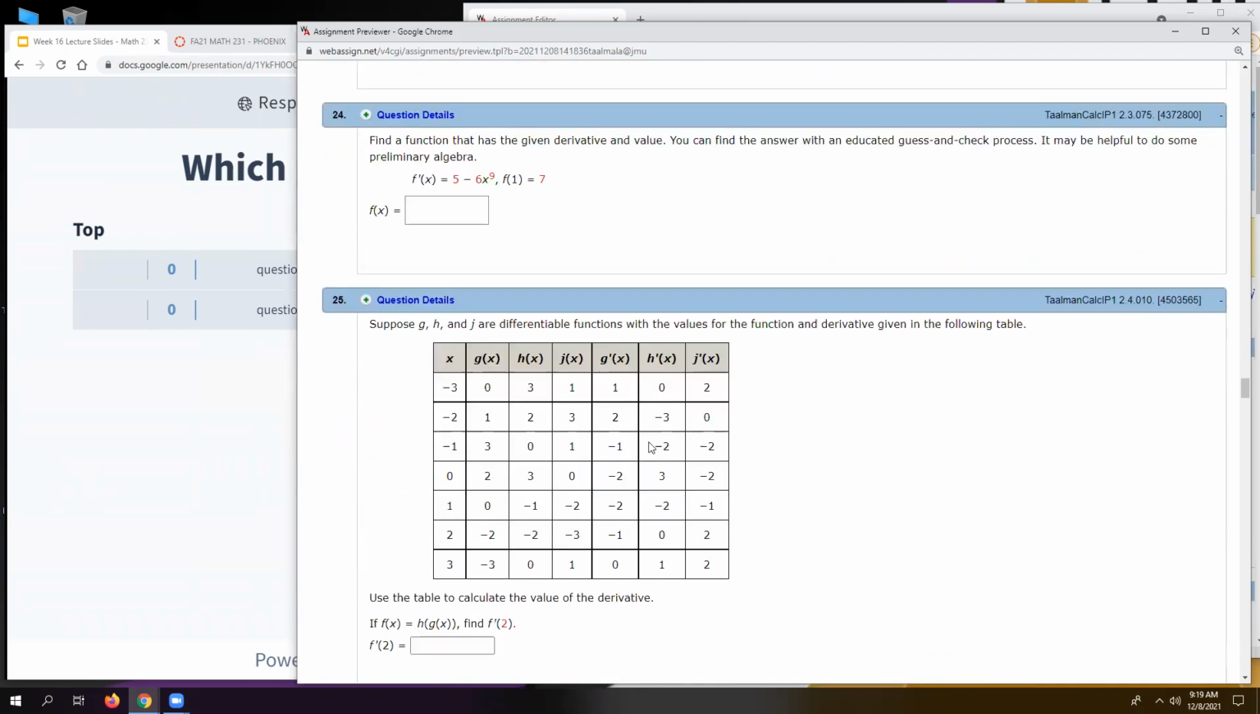Here it is. So in number 24, and please do keep adding things here because this isn't enough for us to have a good conversation today. Figure out what you're stuck on in your homework or on that old final. Here you've got a function, and you want to find it given a derivative and a value. The only thing you know about it is its derivative and one point on the function: f of 1 is 7.